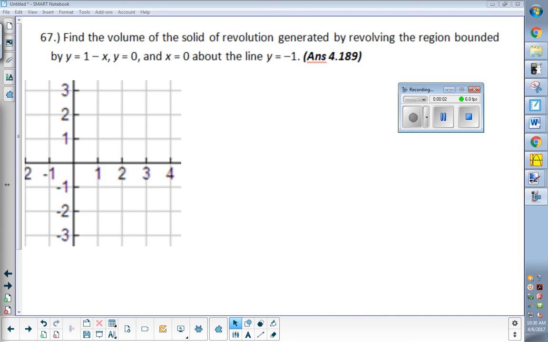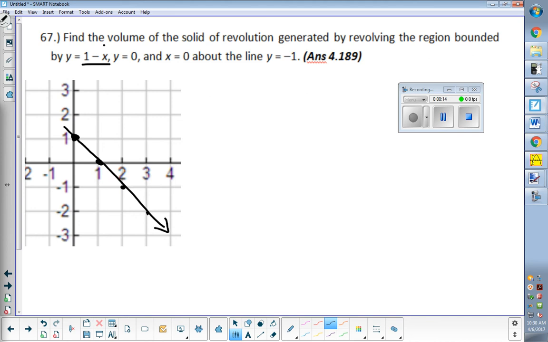All right, find the volume. We are revolving the region bounded by 1 minus x. So that's starting at 1, and it has a negative slope. So we're down 1 over 1, down 1 over 1, down 1 over 1. That's this shape here. Y equals 0. That's this line here. And x equals 0. So this is my shaded region right here.